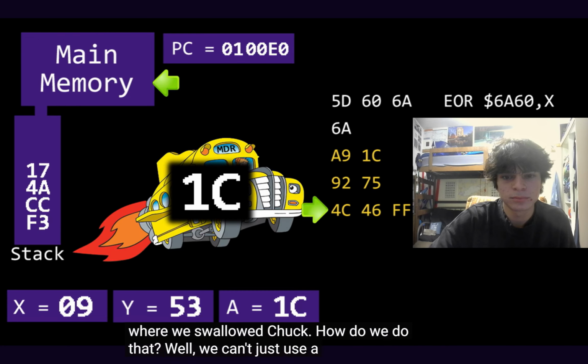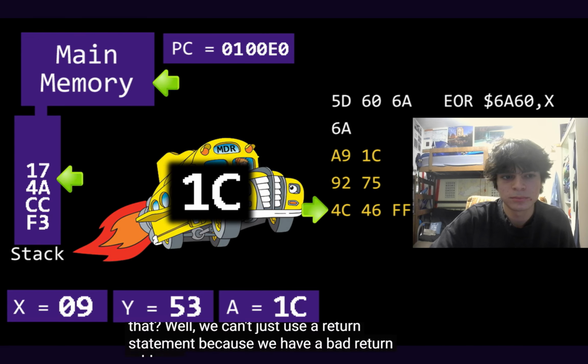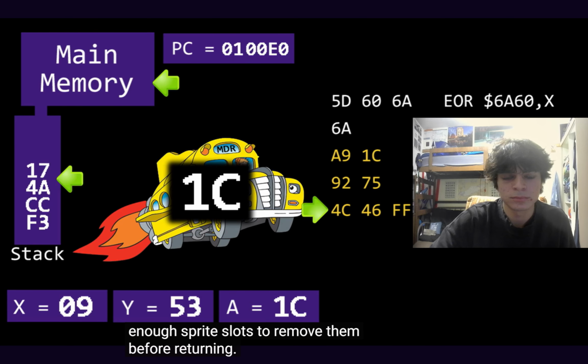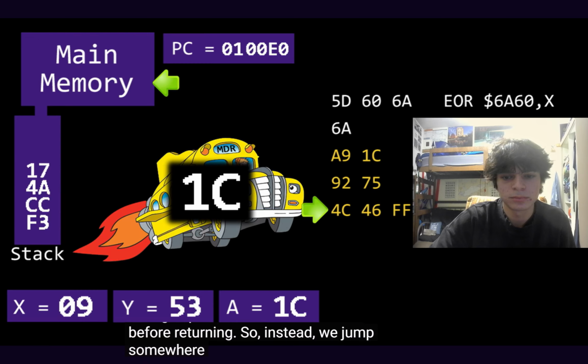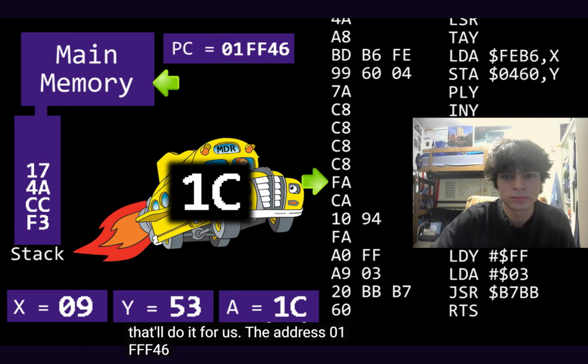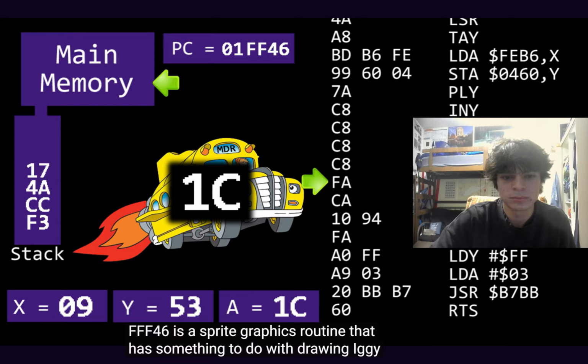Well, we can't just use a return statement because we have a bad return address on the stack, and we don't have enough sprite slots to remove them before returning. So instead, we jump somewhere in the original game code that'll do it for us. The address 01FF46 is a sprite graphics routine that has something to do with drawing Iggy to the screen.